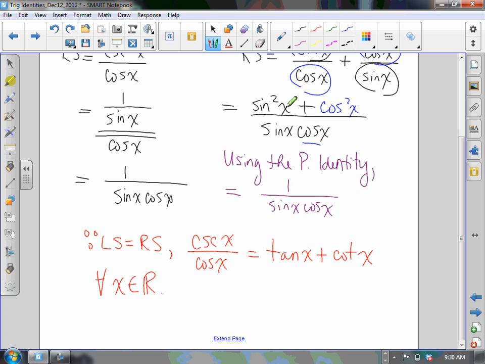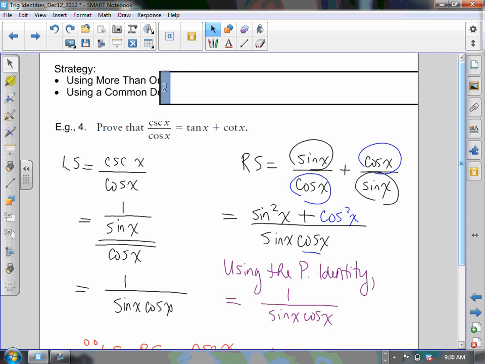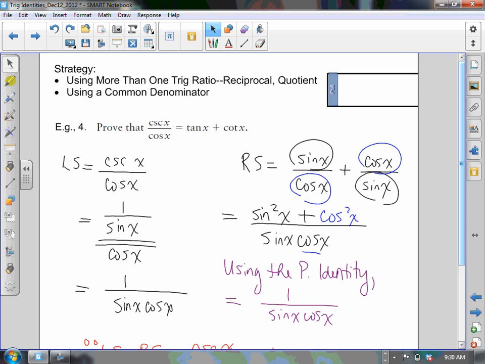Okay, so if we go back and look at the strategies that were used, every identity can have a different approach, which is why the more examples you do, the more thinking you put into it, the better we get at solving or proving trig identities. So here we used more than one trig ratio, a reciprocal identity, as well as the quotient identity for tangent and cotangent. We also used a common denominator and some fraction skills to come up with our proof.